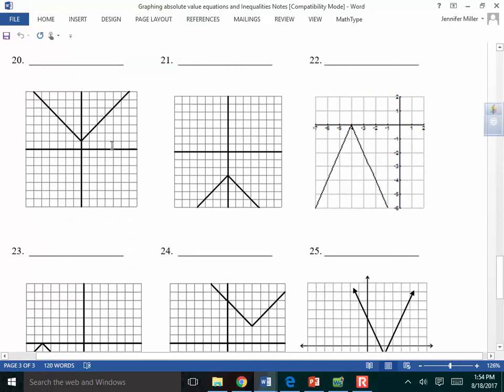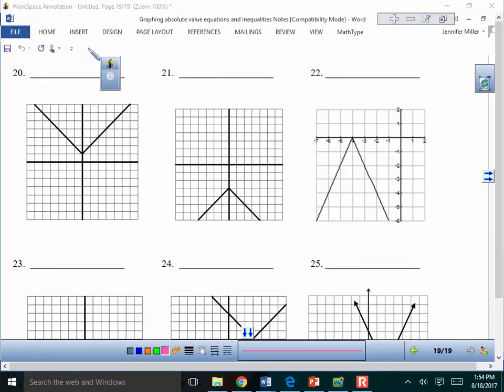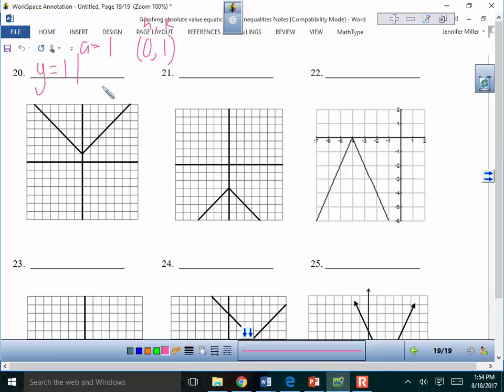Okay, so we need to graph this, and you need to know how to write the equation given a graph, okay? The only things we need to know are what A is, and what our vertex is, h, k, right? So in 20, what is A? And what is h, k? 0, 1. So this would just be y is equal to A times the absolute value of x minus 0, which is just x, plus 1. And we don't have to have that 1 out in front. It's almost kind of confusing because it looks like 11.